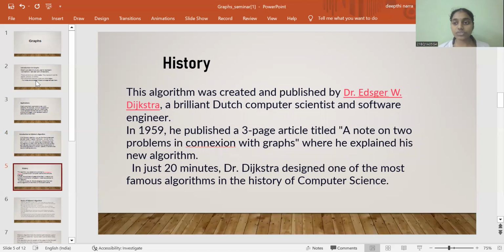What is the history of this? This algorithm was created and published by Dijkstra, a brilliant Dutch computer scientist and software engineer. In 1959, he published a three-page article titled A Note on Two Problems in Connection with Graphs, where he explained his new algorithm. In just 20 minutes, he designed one of the most famous algorithms in the history of computer science.